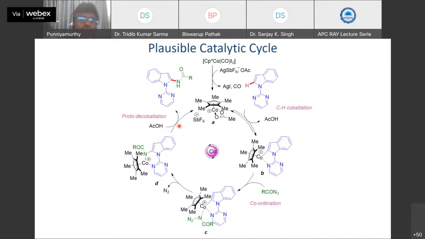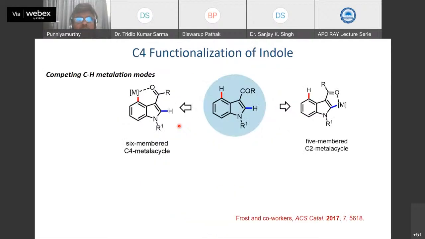So far we have seen some examples for the C7 and C2 functionalization. If you look at all the four examples, we use a nitrogen-based chelating group. In all the cases, we have used 2-pyrimidyl as the directing group. Now let me show you some examples of C4 functionalization, where we use oxygen as a weak chelating group.